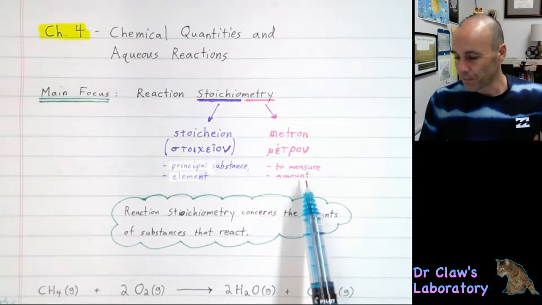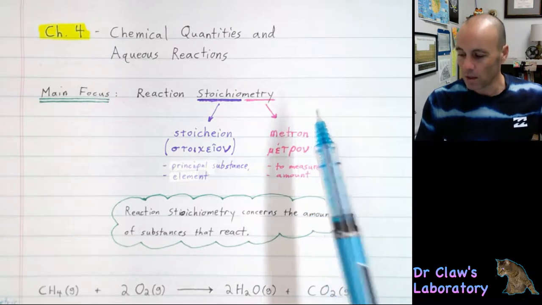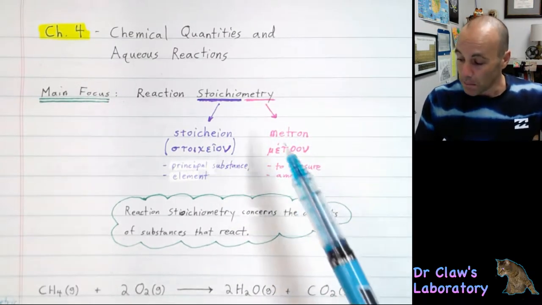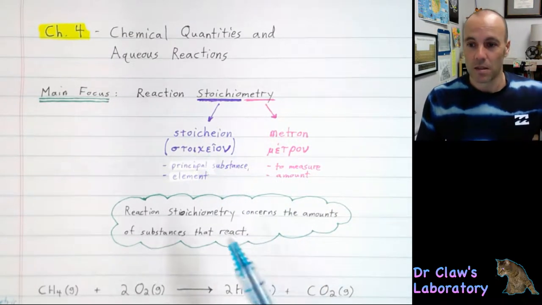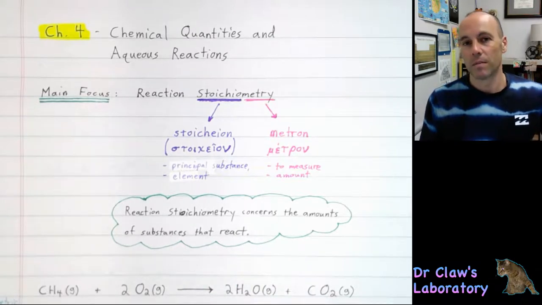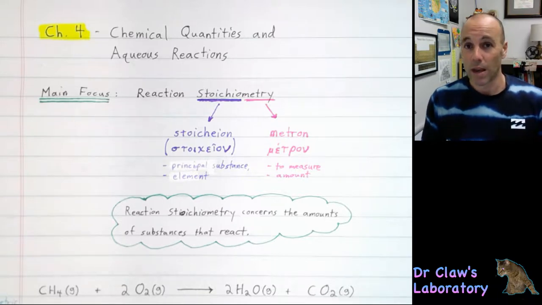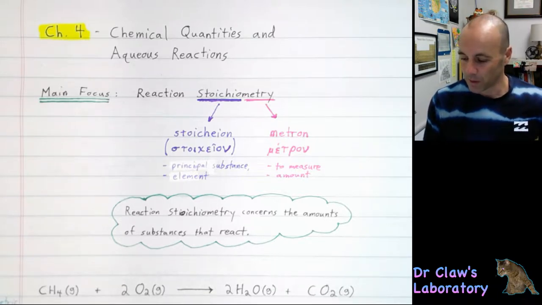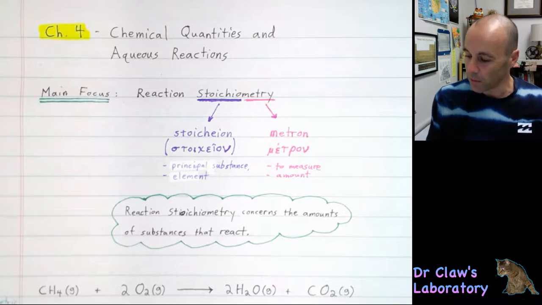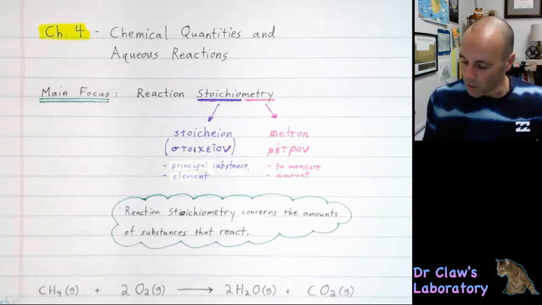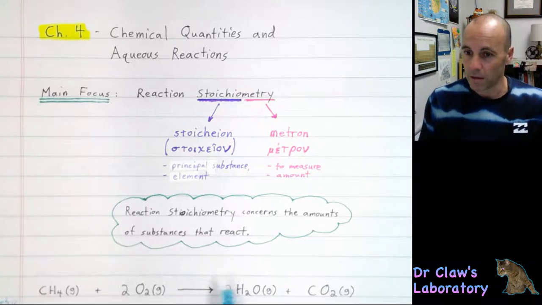And so the word stoichiometry concerns the amount of substances that react. And that's what reaction stoichiometry deals with, the amounts of substances that react in a chemical reaction. So let's take a look at a simple chemical reaction, which is the combustion of methane right here.